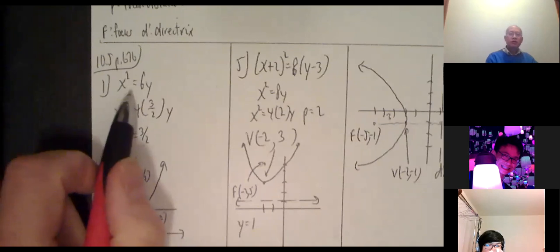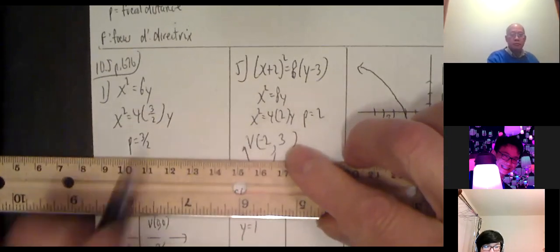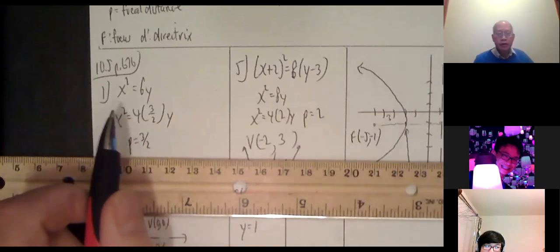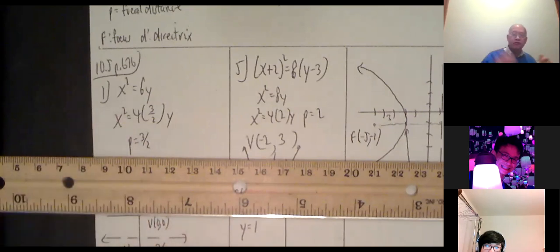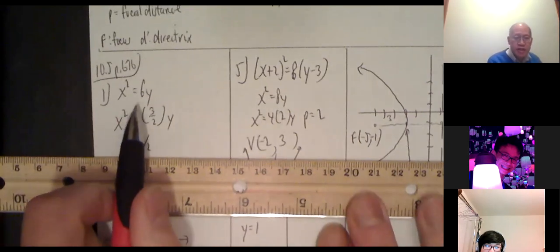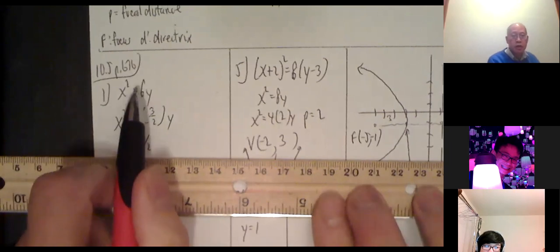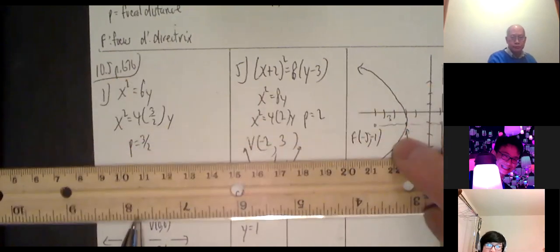Okay, x squared equals 6y. It's probably too late, but cover it up. Which way does this open? Left, right, up, or down? If you have a hard time determining that, think of something you're familiar with. That looks like y equals x squared, right? Except for the coefficient. So that tells me it's going to open up.